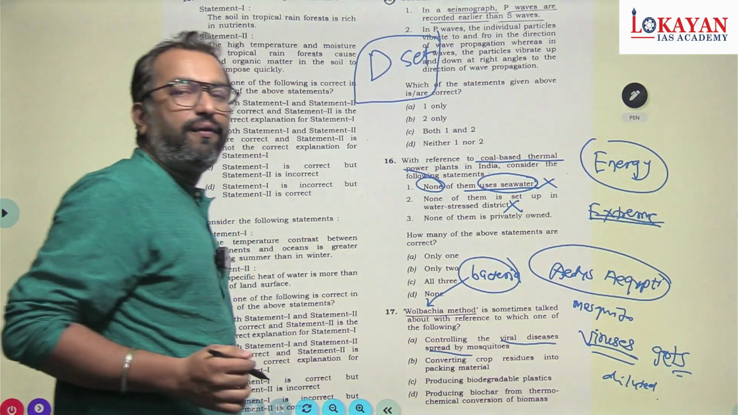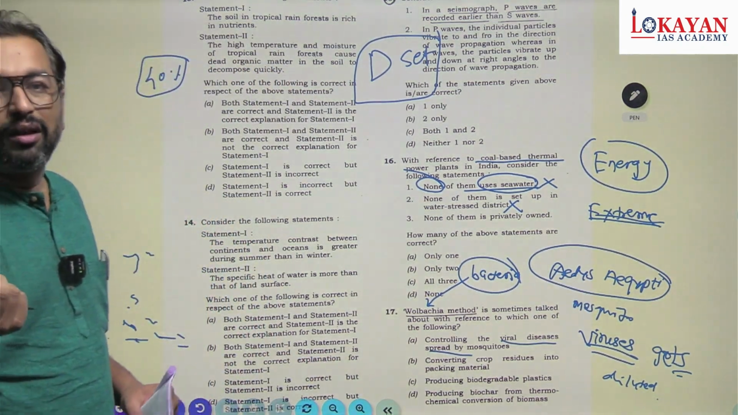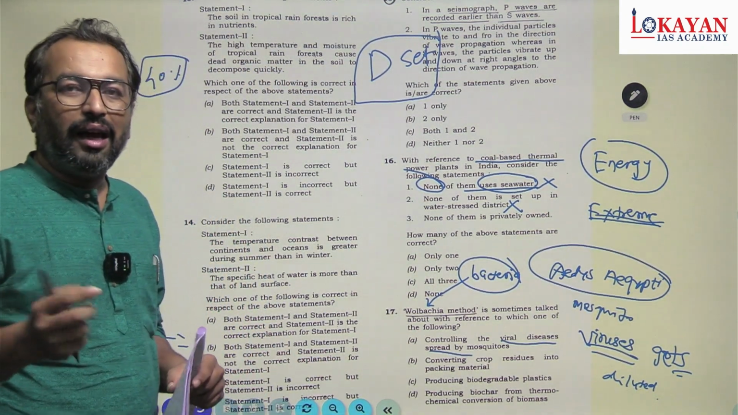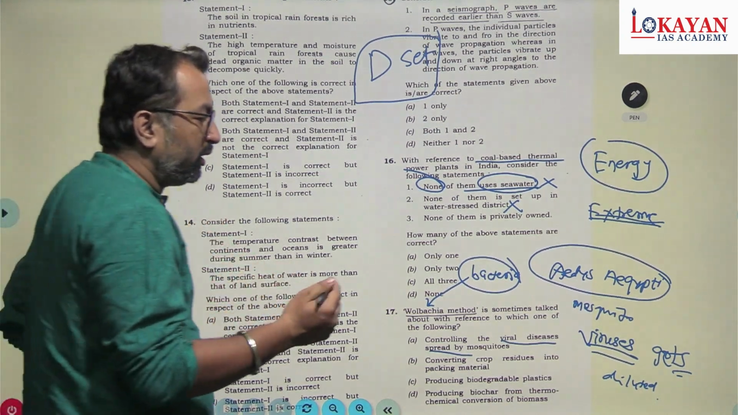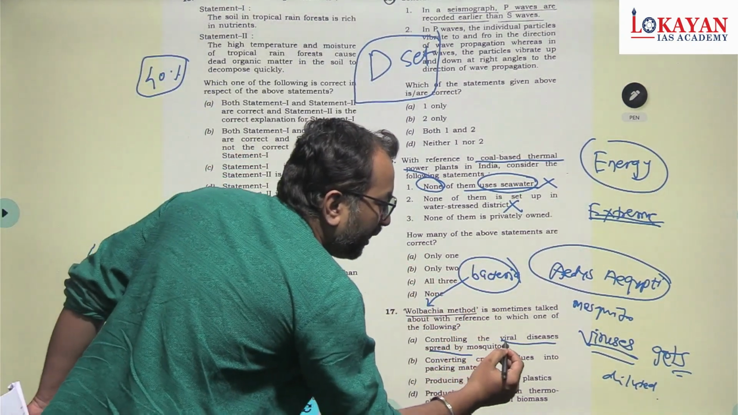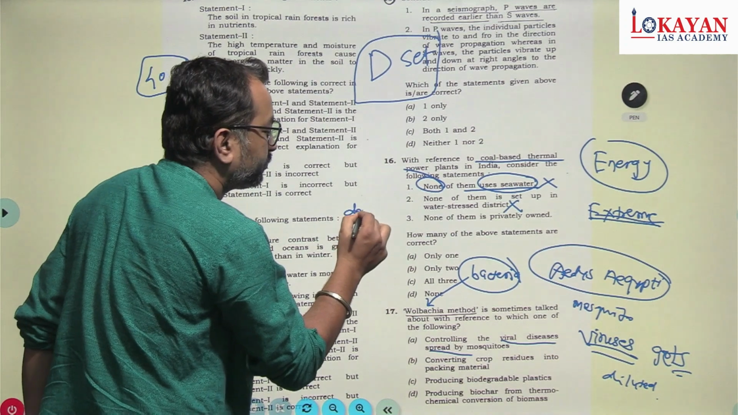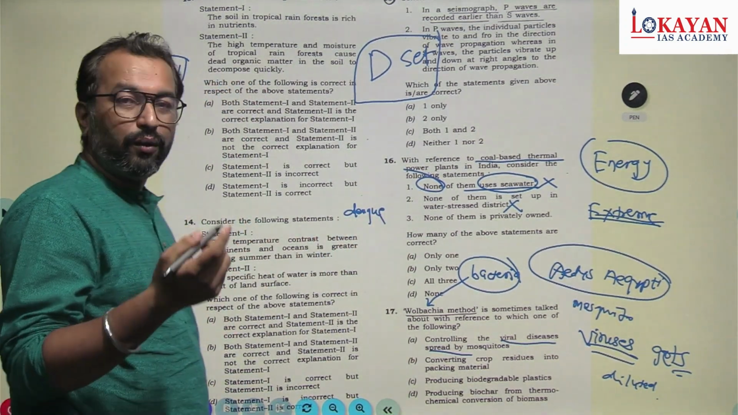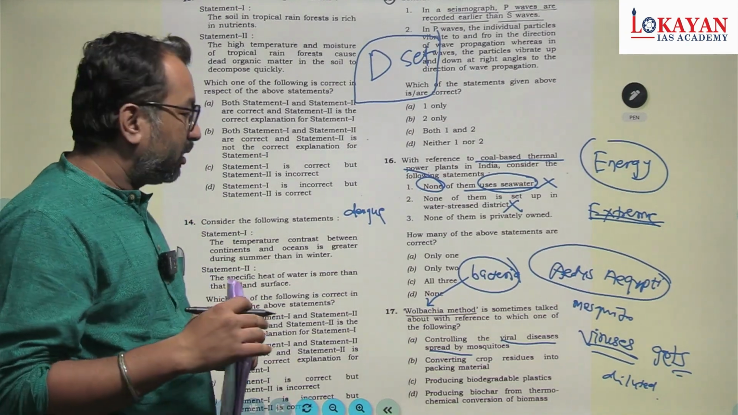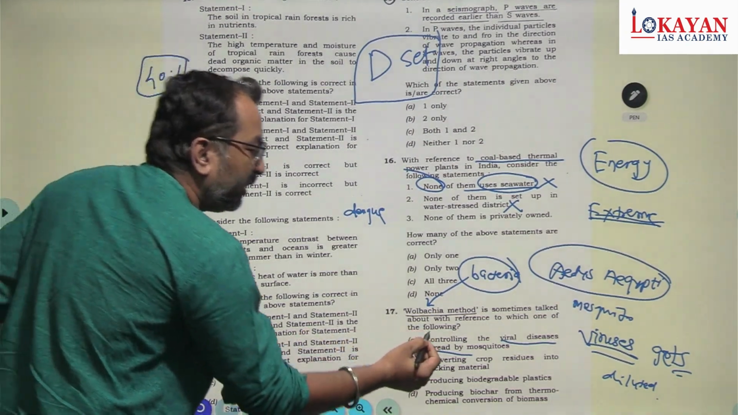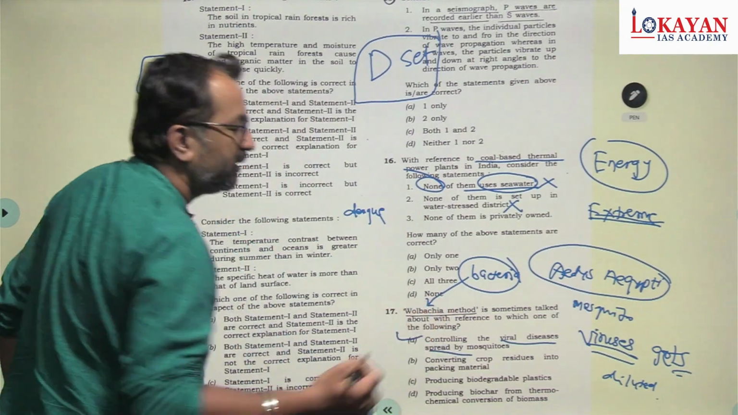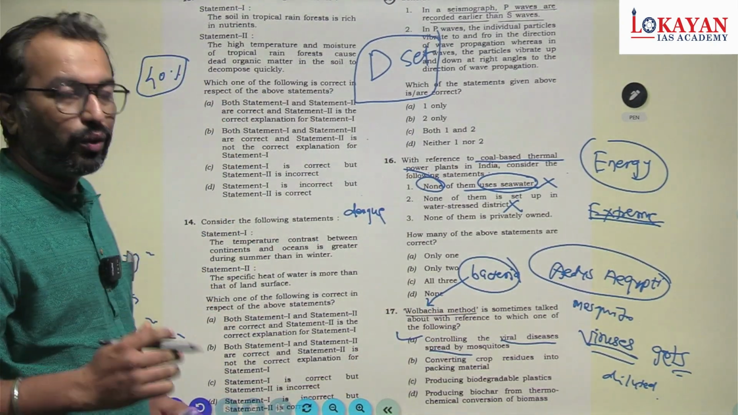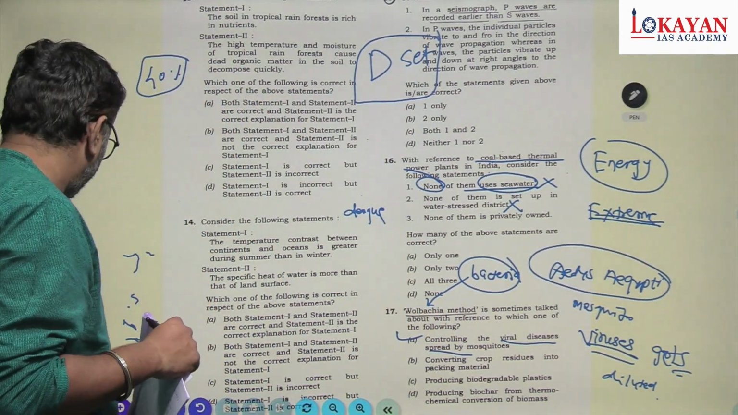This bacteria fights with the viruses inside those Aedes aegypti mosquitoes, and due to this, various viral diseases like dengue, chikungunya, yellow fever, etc. are curbed. So the Wolbachia method is related to controlling the viral diseases spread by mosquitoes. Option number A.